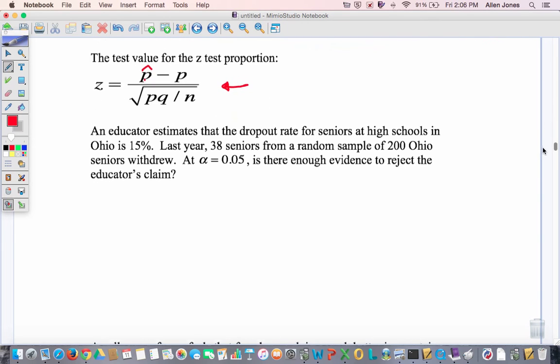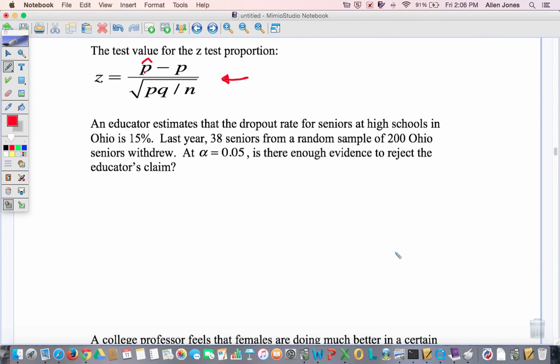An educator estimates the dropout rate for seniors at high schools in Ohio is 15%. Last year, 38 seniors from a random sample of 200 Ohio seniors withdrew. At alpha equals 0.05, is there enough evidence to reject the educator's claim? So notice we don't see the word proportion, but 38 out of a sample of 200. 38 out of 200 is our proportion, or 0.19. That would be our sample proportion, so we'll come back to that. And then you can also see the percentage written right here, which is our population proportion.